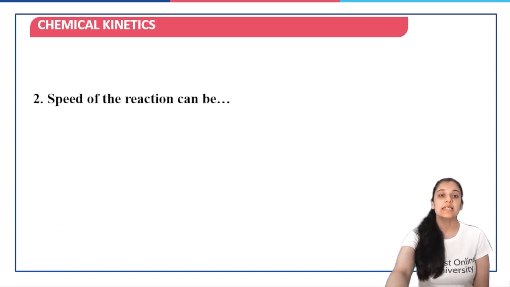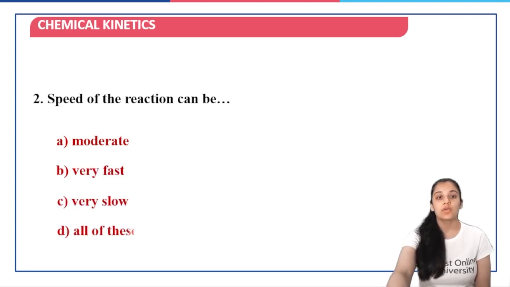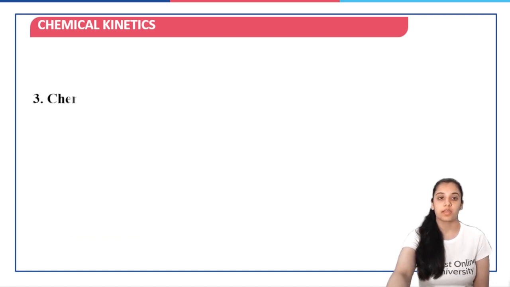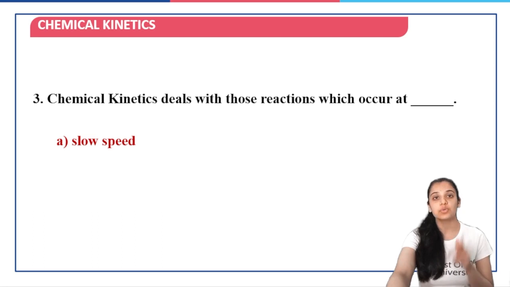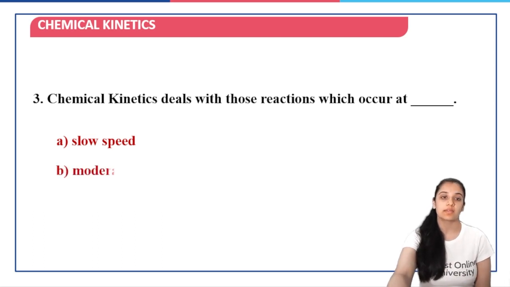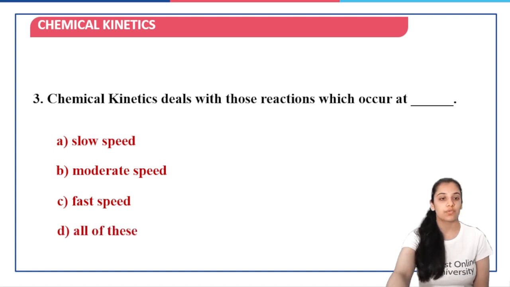Second question is, the speed of the reaction can be moderate. Yes. Very fast. Yes. Very slow. Yes. So all of the above is the right answer. Third question is, chemical kinetics deals with those reactions which occur at slow speed. No, I told you, like you, chemical kinetics is also diplomatic. Moderate speed, yes. Fast speed, no. All of these, no. So option B is the right answer.